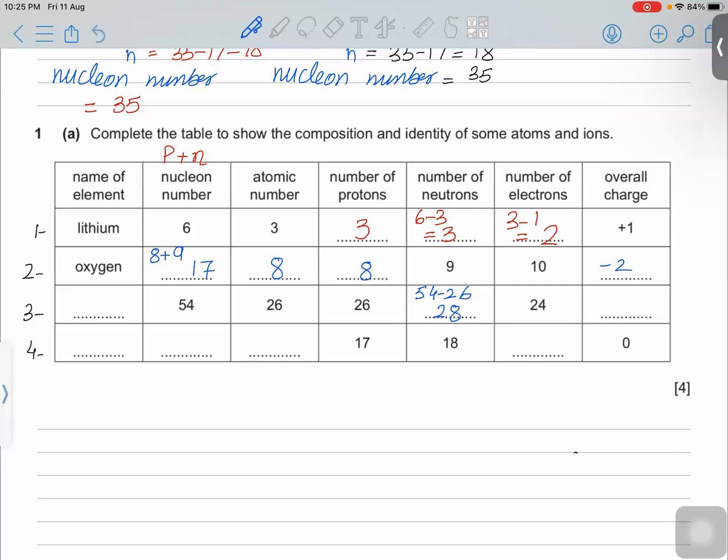Because I saw that the number of protons is 26, but the number of electrons is 24, meaning 2 electrons have been removed, so the overall charge is plus 2, because the protons are greater in number. Now, can you identify the element? Look at the proton number. You can identify the element by the proton number. Sir, it's iron, Fe. Iron.